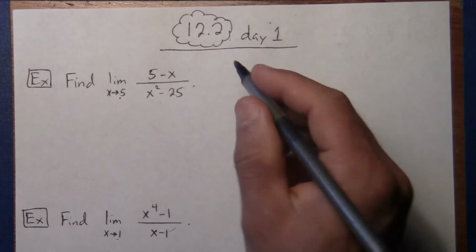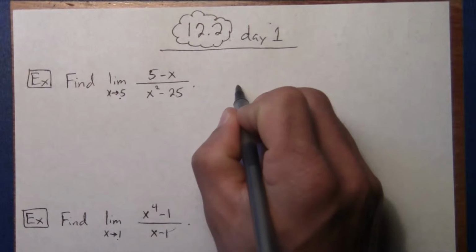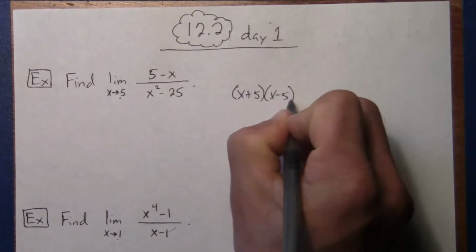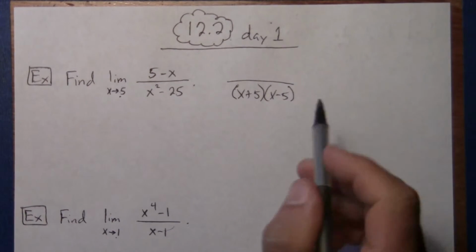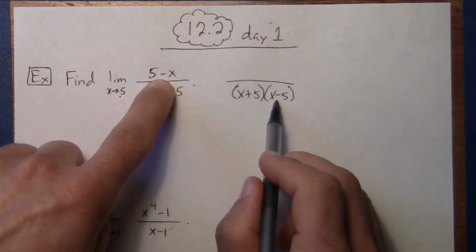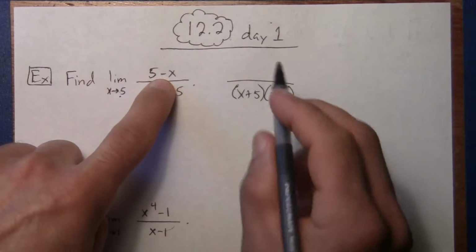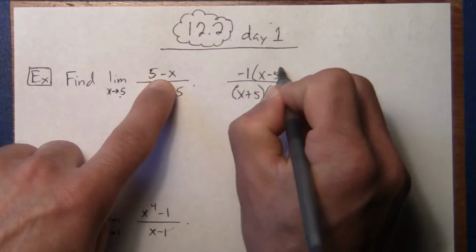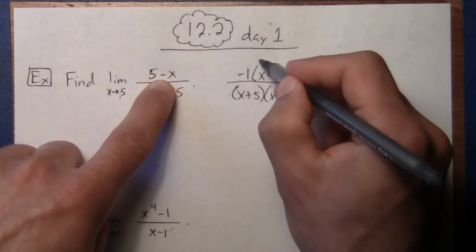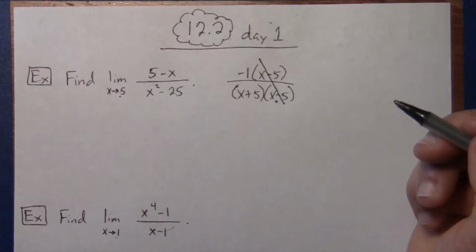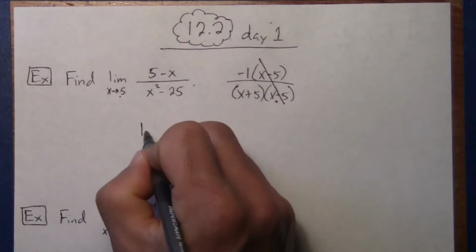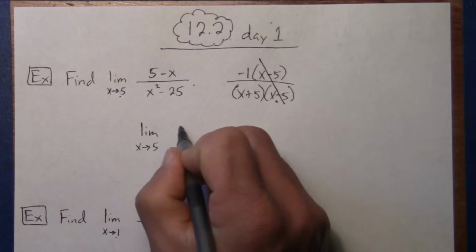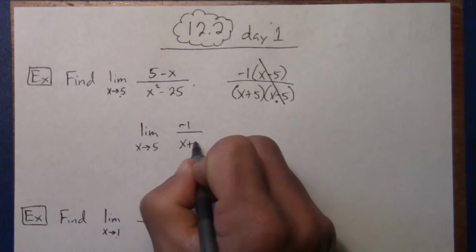So I look at the denominator, I can see sure enough it would factor into x plus 5 and x minus 5. And if I look at the numerator, I'd say that's really close to that. I can factor out a negative 1 here, and that would give me a positive x and a negative 5, and now these two are exactly the same, which allows me to cancel it. So really, what am I trying to find the limit of? I'm trying to find the limit as x approaches 5 of negative 1 over x plus 5.